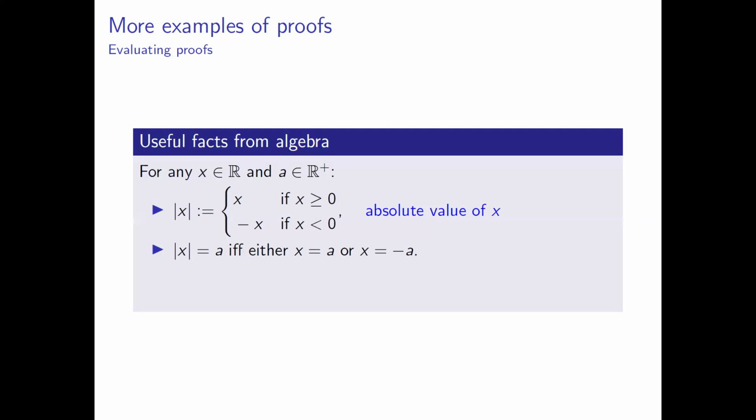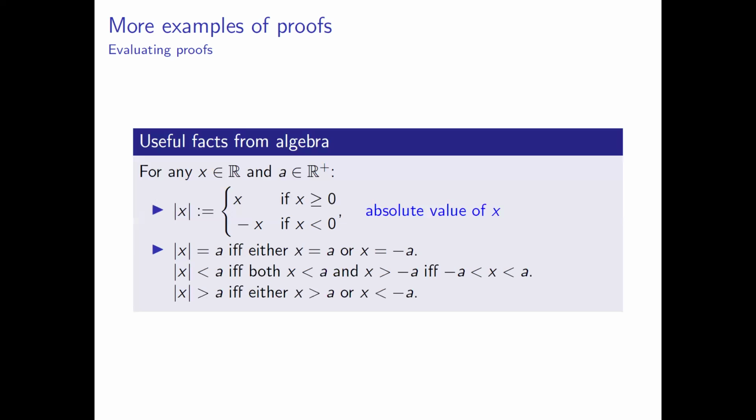The absolute value of x is equal to a if and only if x is either a or minus a. The absolute value of x is less than a if and only if x is less than a and x is greater than minus a. We write this as minus a is less than x is less than a. Note that the continued inequality is valid because minus a is less than a since a is positive.